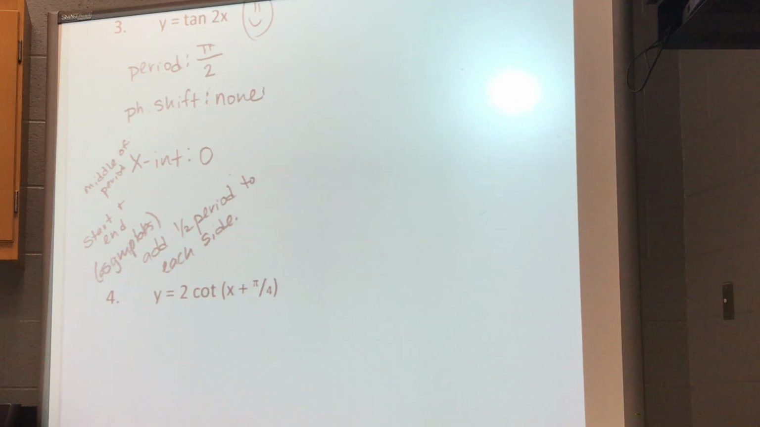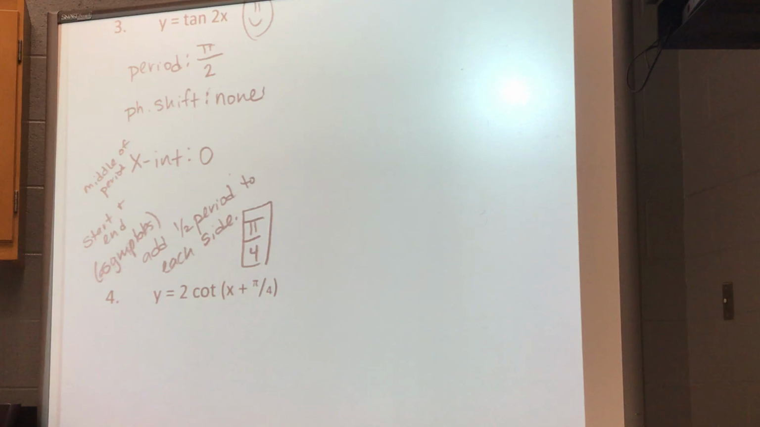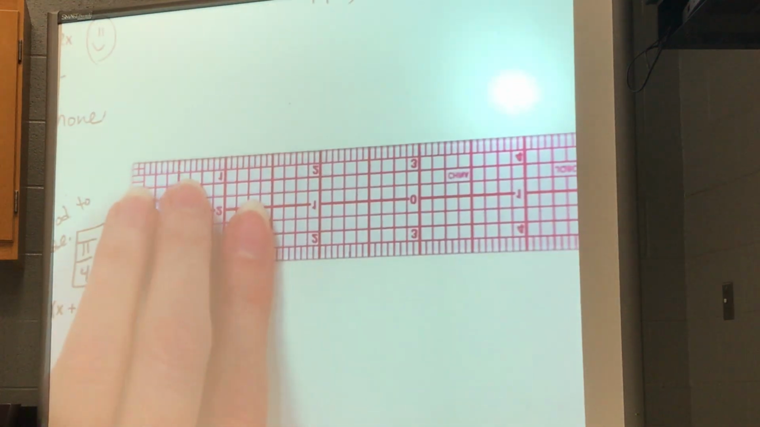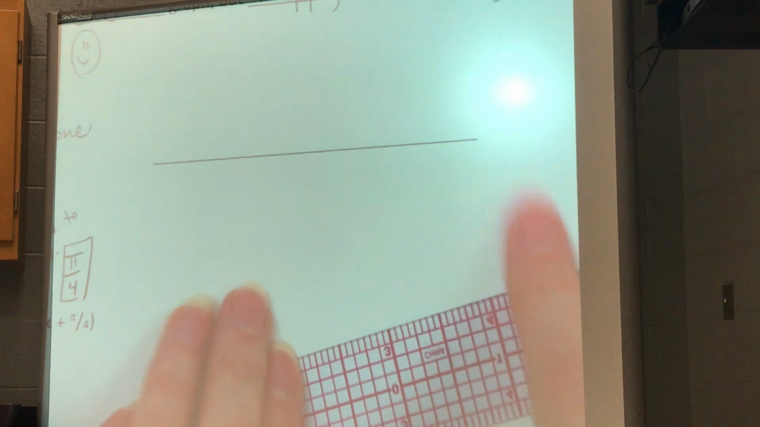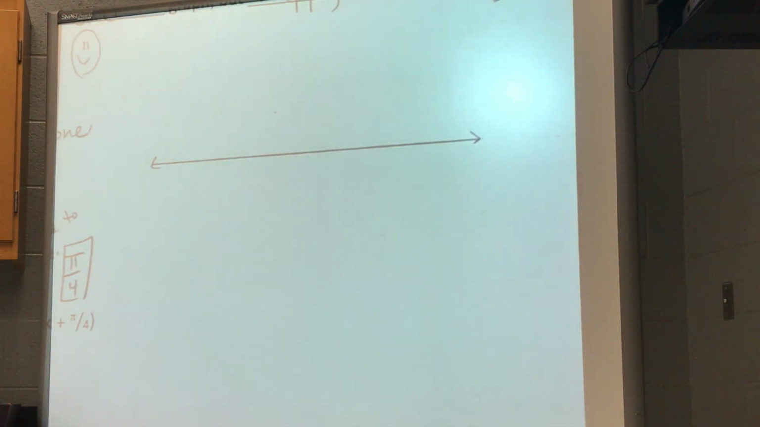So what is half of our period? Pi over 4. So we would take 0 and we would move over pi over 4 to the right. We move over pi over 4 to the left. So let's do that. Let's go ahead, just like we always do on trig graphs, and draw kind of a long x-axis. Now I'm going to write some things over on the right side, so I'm going to leave some space over there.